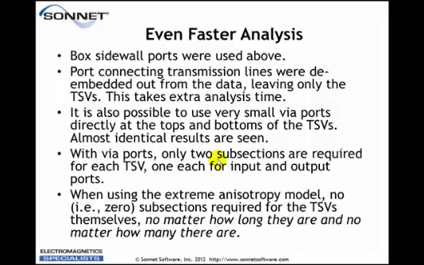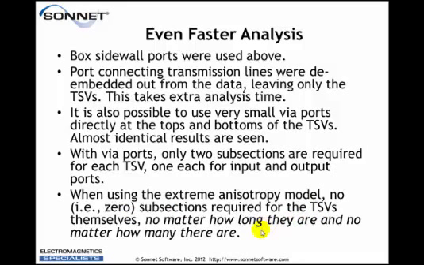With via ports, we only need 2 subsections, provided it's 1 subsection for each port. That would require simple square or rectangular through silicon vias. So we can get down the subsection count to a minimum of 2 subsections for each through silicon via, 1 each for the input and output ports. So that means each differential pair with input and output would be four subsections. When using the extreme anisotropy model, as I mentioned, there are none, zero, nothing for subsections required for the through silicon vias themselves.